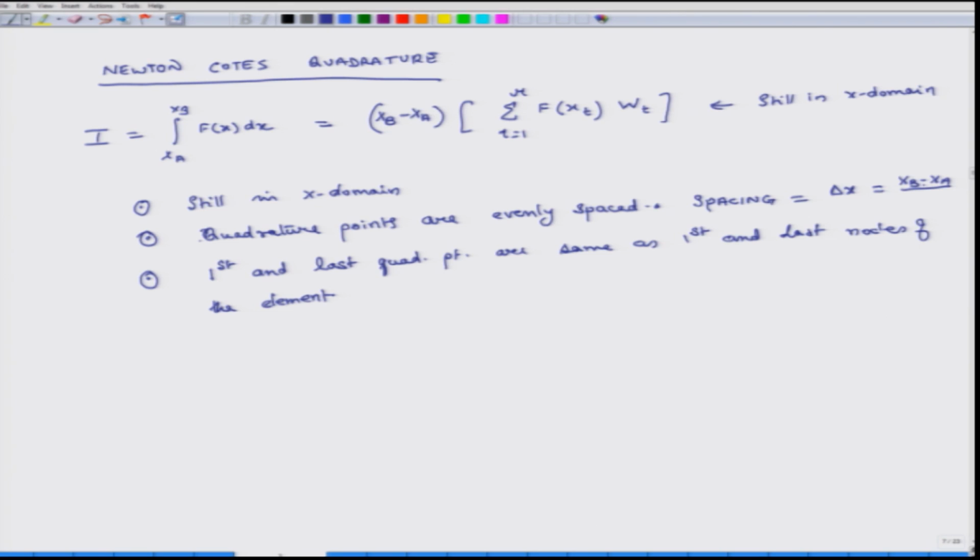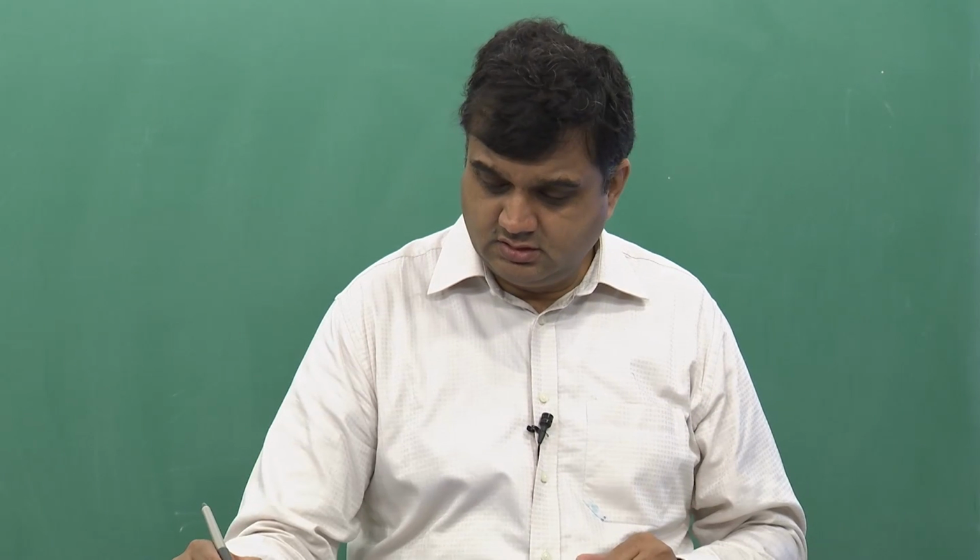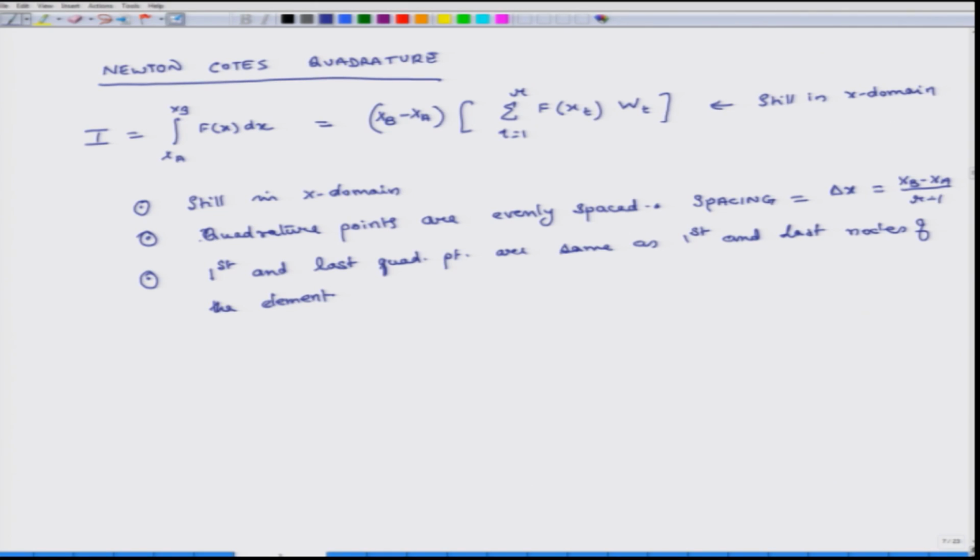So, suppose I have r points, then how many spaces will we have? R minus 1. If there are r quadrature points, then I will have r minus 1 intervals. So, we divide by r minus 1, and we will tell what these weights are through a table.